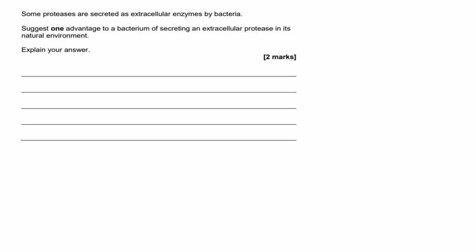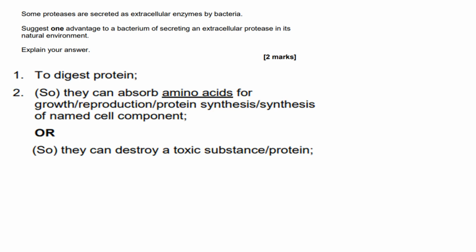Well, clearly to feed. To digest proteins, and once it's digested the proteins with the enzyme, it will reabsorb the amino acids. It could be, it's not food, it could be a toxin, so it could be pouring its enzyme on top of a protein toxin to kill it, to destroy it.